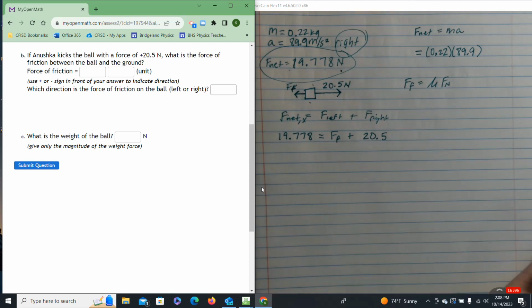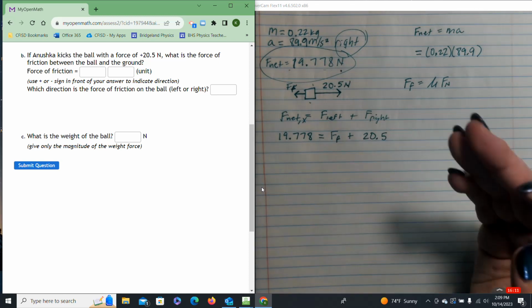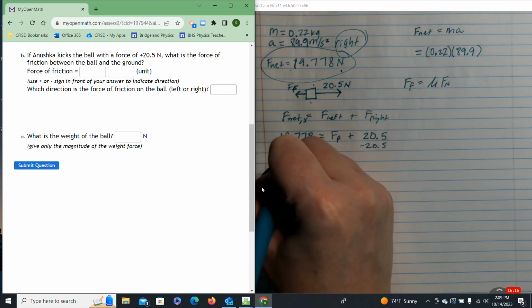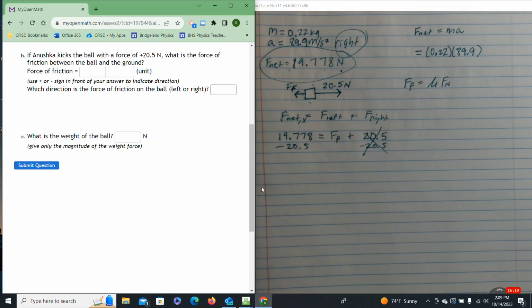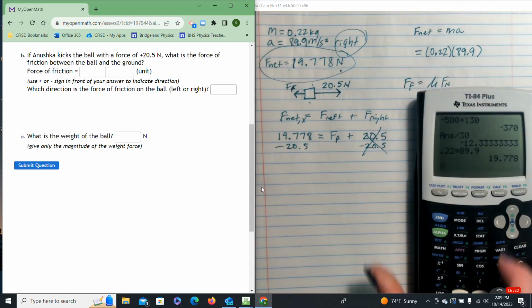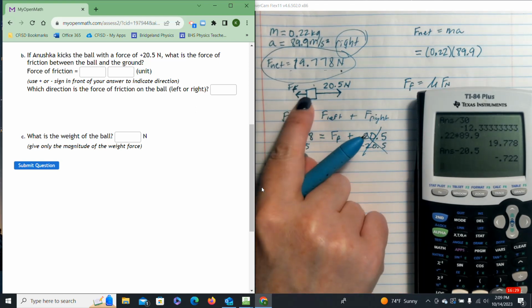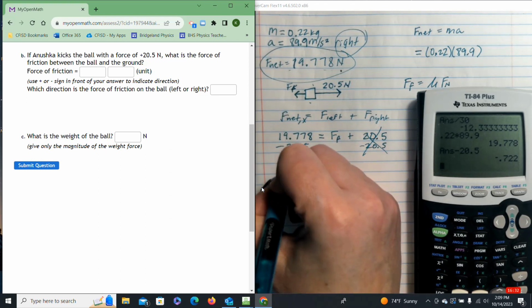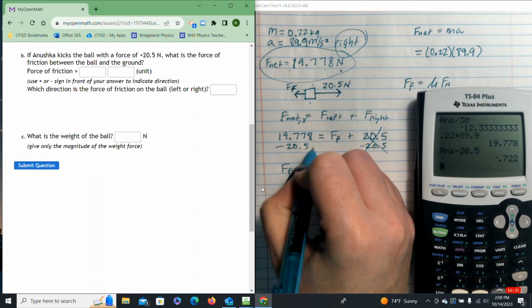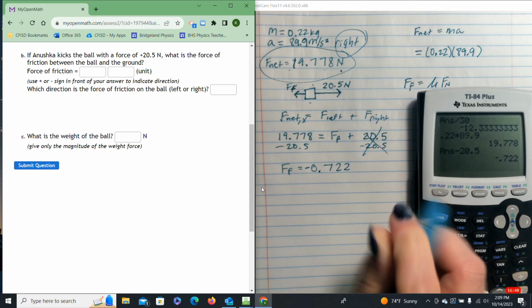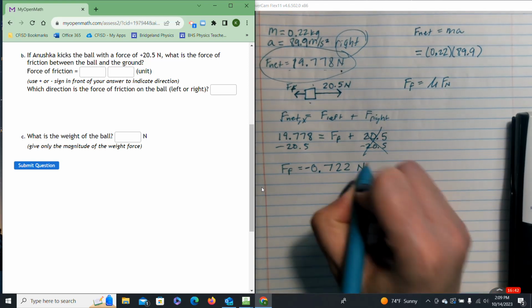So this is what I have. 19.778 equals force of friction plus 20.5. This is super easy now to solve because all we have to do is subtract 20.5 from both sides. When I do that, I'll get my force of friction. And I am about to get a negative number, minus 20.5, and I should get a negative number because my force of friction is in the negative direction. So it's a pretty small number. My force of friction is equal to negative 0.722, and again, that's going to be newtons because it's a force.